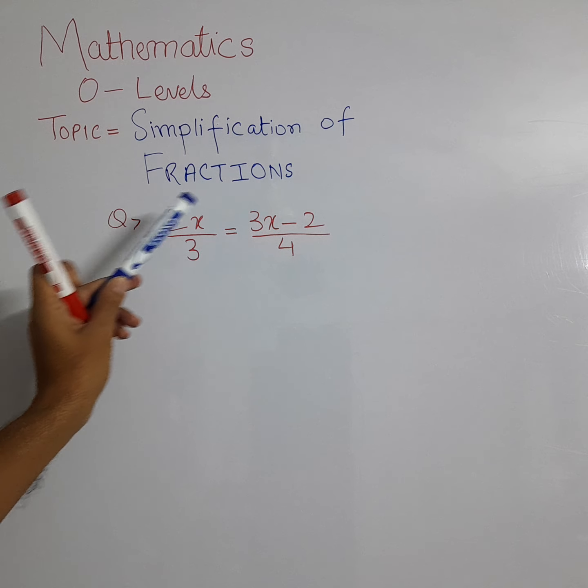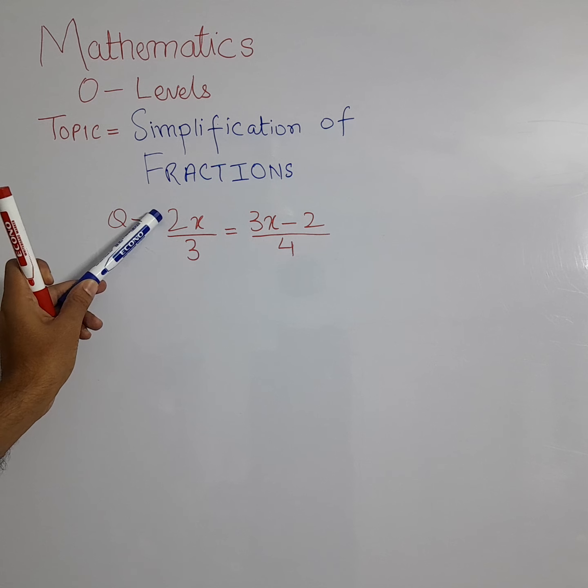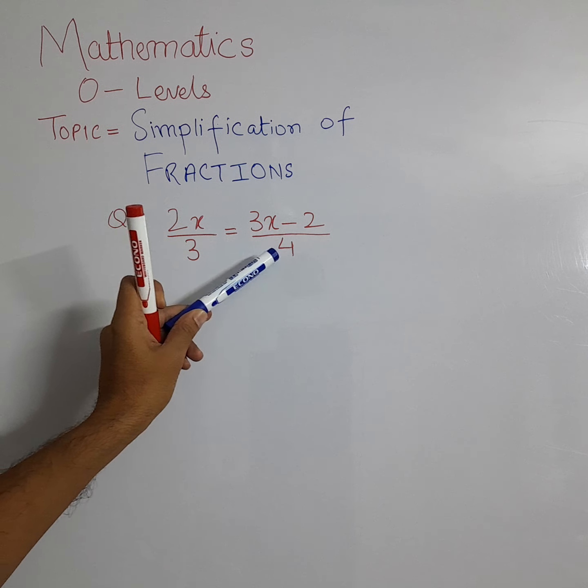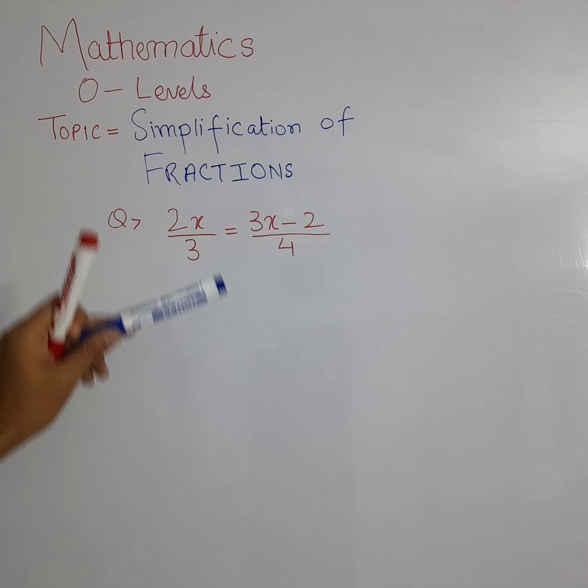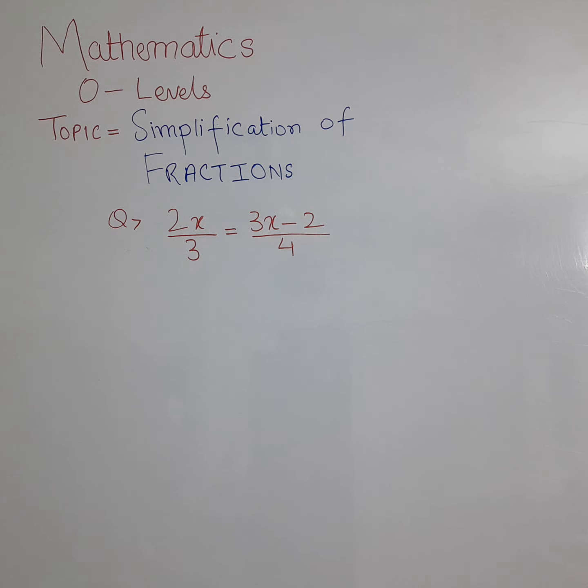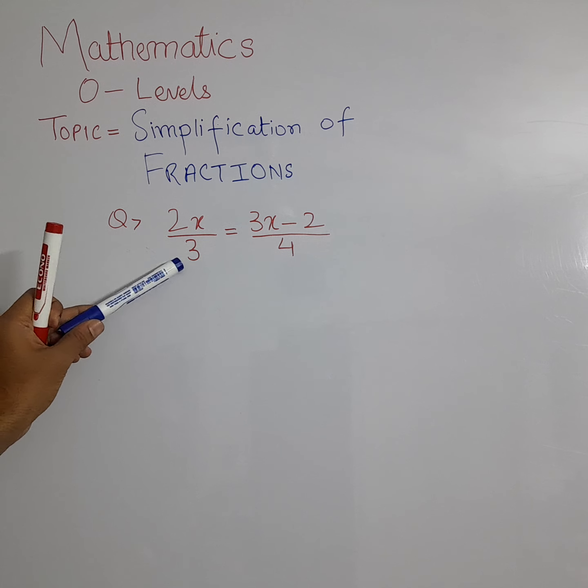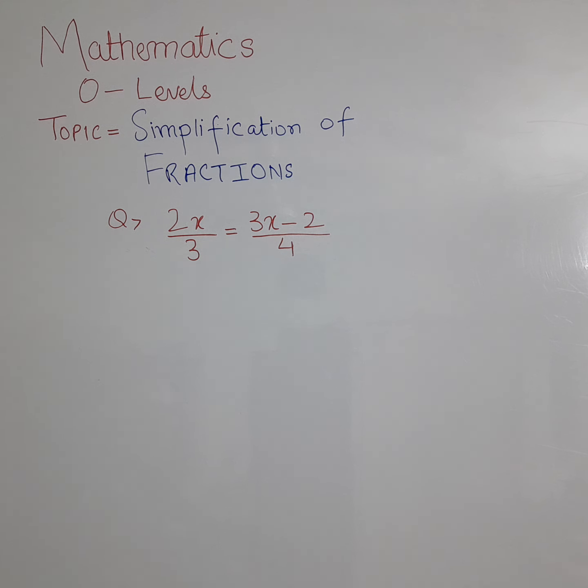So these are two different fractions. The numerator of one fraction will be multiplied with the denominator of another fraction, and similarly, the numerator of the other fraction will be multiplied with the denominator of the first fraction. So now let's see how we can write this.